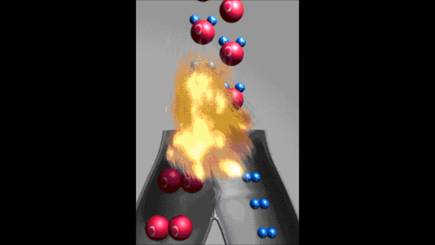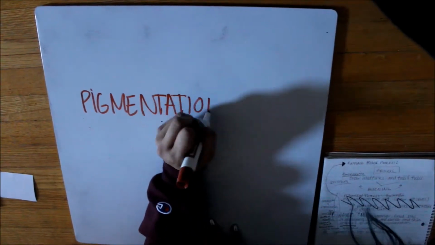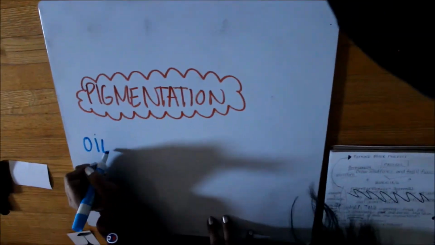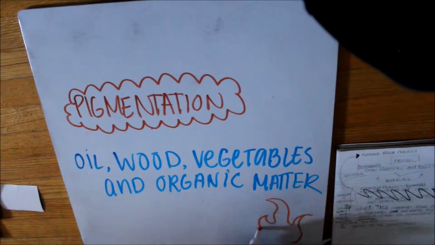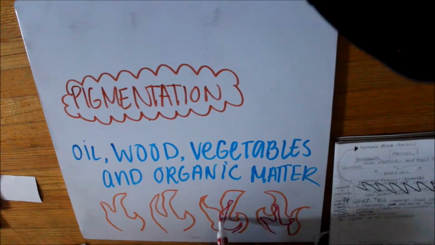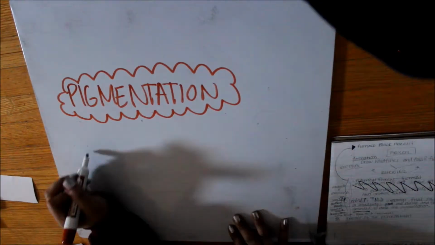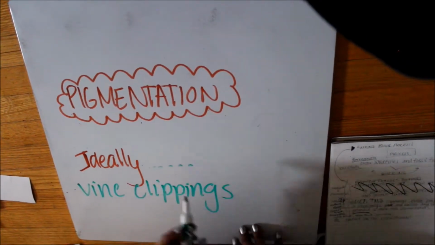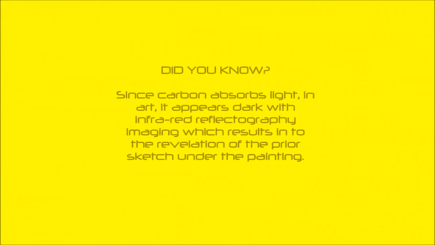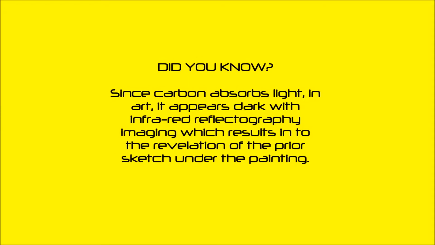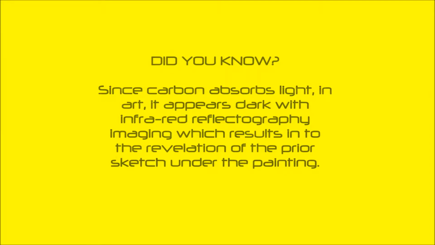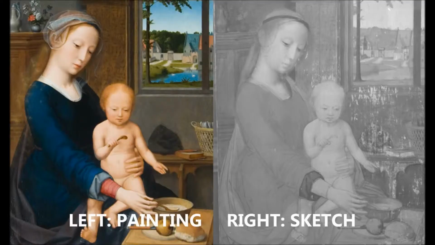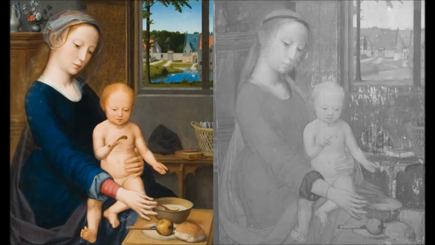And this is a picture showing combustion. And the pigmentation is formed by the combustion of oil, wood, vegetables, and organic matter. And ideally, vine clippings and small twigs are burnt. Did you know, since carbon absorbs light in art, it appears dark with infrared reflectography imaging, which results in the revelation of the prior sketch under the painting. And this is an example. The left is the painting, of course, and the right is the sketch.